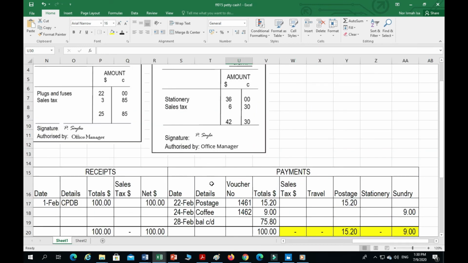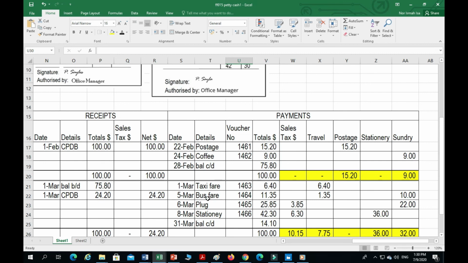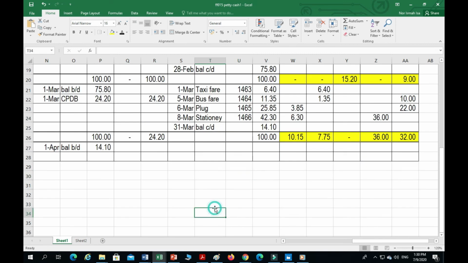So by this, we have already finished the topic of petty cash. So remember that for petty cash, what you need to know is the security part of the petty cash and the maintaining of the petty cash by using the imprest system, and then posting to the nominal ledger. So that's all for this topic.